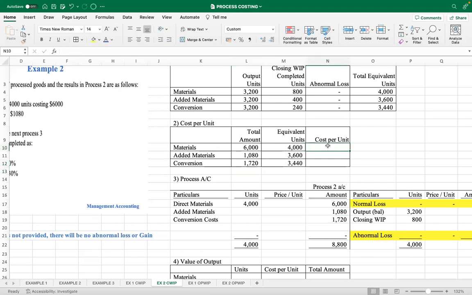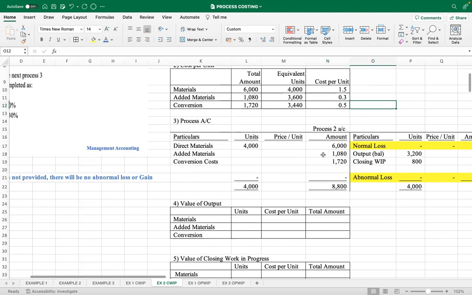Let's get cost per unit. 6,000 divided by 4,000. I can decide to do it in 3 or 4 decimal places. So if I do it in 4 decimal places, that is what we have, because it is ending at that, it gives you those values.